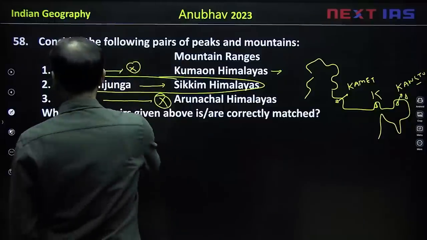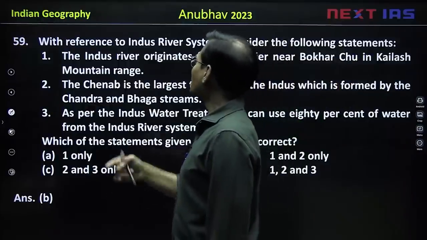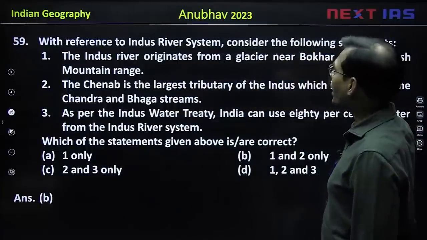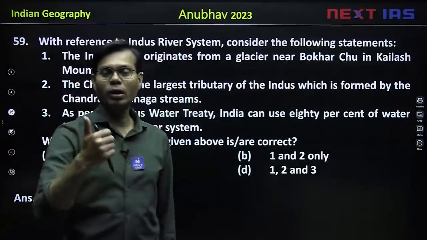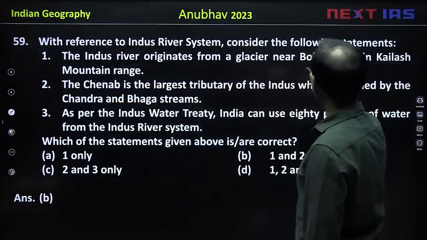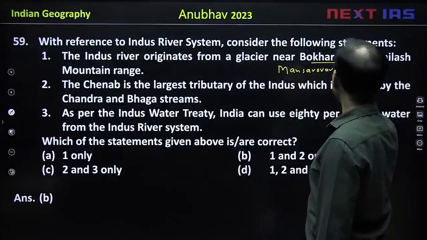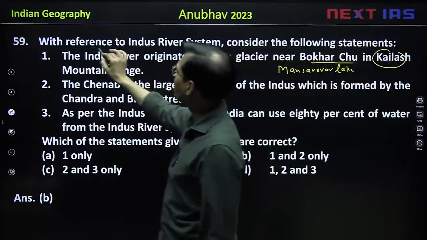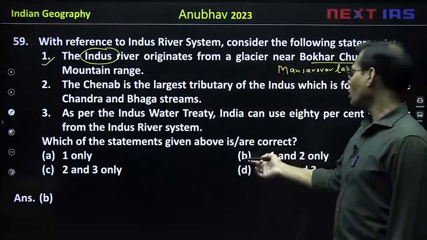As far as the next question is concerned, with reference to the Indus River system, consider the following statements. And this question, if you know the Indus system, I am sure that you can do it very well, because the Indus River originated from the glacier near Bokhar Chu in the Kailash Mountain. A famous statement, Indus has its origin in the Kailash Mountain. Very famous rivers of India like Brahmaputra and Indus both originate from Kailash Parbat. And in the Kailash Mountain near Mansarovar Lake, one famous glacier is there, Bokhar Chu Glacier, the origin or source of the Indus River. So the first statement is correct. So the first statement is in options A, B, D. So either A or B or D.